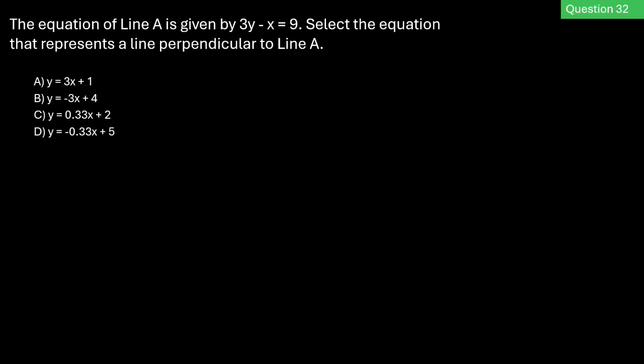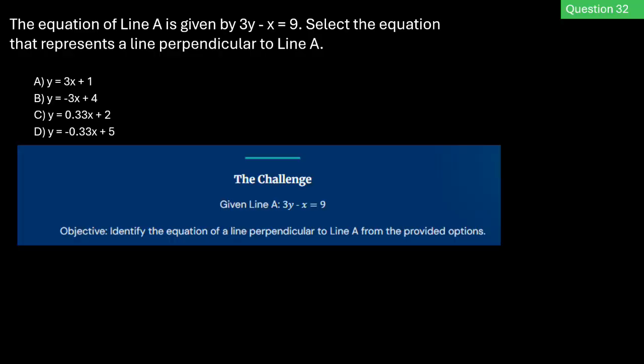Take a look at question 32. For this problem, we need to find a line that runs perfectly perpendicular to a given line, line A. Now in geometry, lines have precise relationships dictated entirely by their steepness. Today's challenge is to identify the equation of a line perpendicular to line A from the provided options.